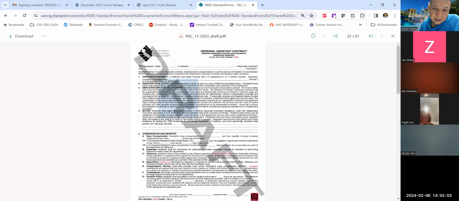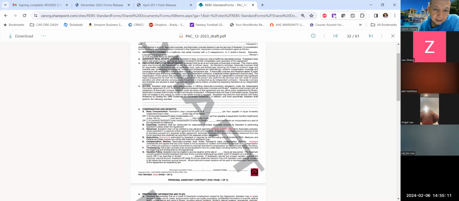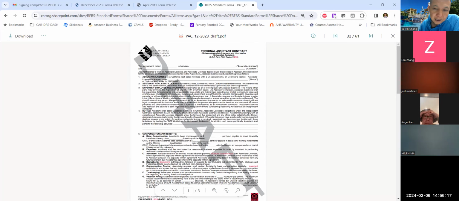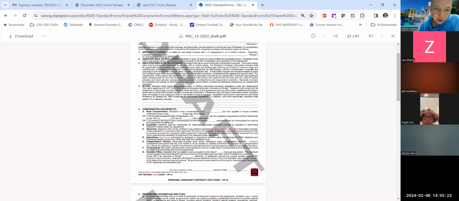So if they hold a license, you would check assistant does or does not hold a license in California in real estate. Okay. Relationship. The assistant. Okay, this is between you, the associate licensee, and your staff or employee. This is your agreement with them, not involving the broker. Okay, this is the contract to use. What is your relationship? Well, the assistant is at will. They're an employee of the agent only. This means that either party may terminate this agreement at any time with or without cause.